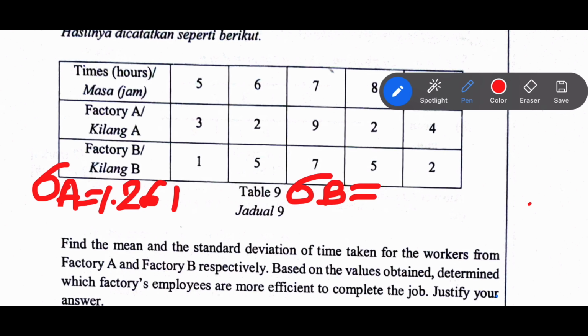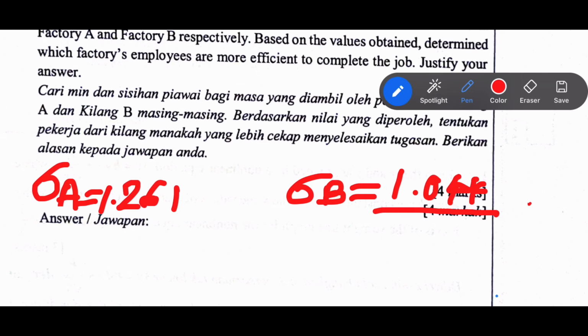Okay, we need to do comparison between them and we need to choose a smaller one out of the 2 standard deviations. So I'm waiting for you to give me the standard deviation for the factory B. So what is the answer? After you get the answer, you must choose the smaller one. Okay, so the answer for the standard deviation B is, I'm getting 1.044. So which one is smaller? Of course, 1.044 is smaller than 1.261, right?